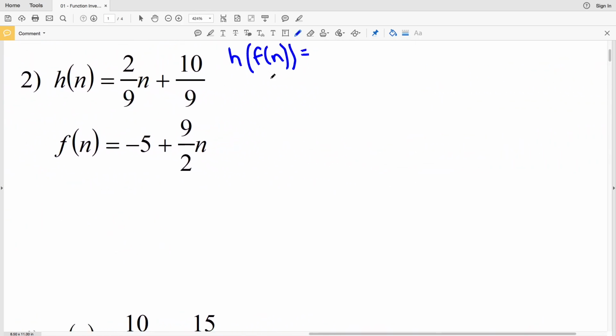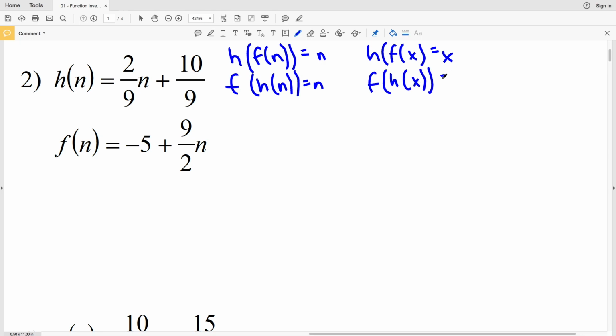On number 2, we have to show that h of f of n equals that variable n, and we must show that f of h of n equals that variable n. But if we want to, we can switch this in to our variable x. So I'll go ahead and do that. So we're going to see if h of f of x equals x. And we need to see if f of h of x also equals x. If both are true, then those functions are inverses of one another.